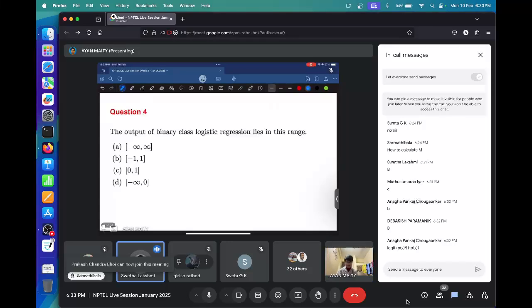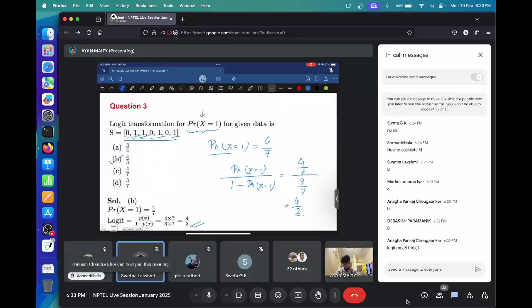Why the log? What is the importance of this logit function? Logit basically gives you the odds for 1 compared to the other class value 0. This is the probability of 1 and the denominator is the probability of 0. But it will be useful only for 2 classes, no? Yeah, only to compare two classes, yes.